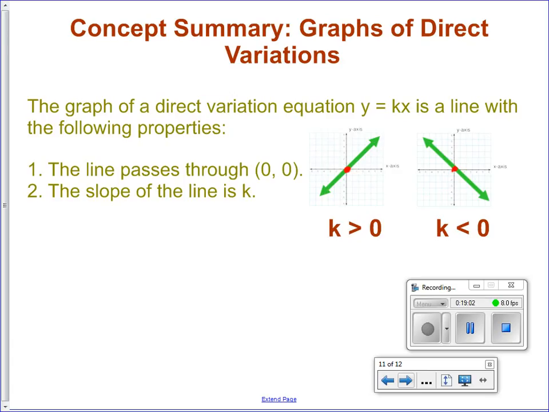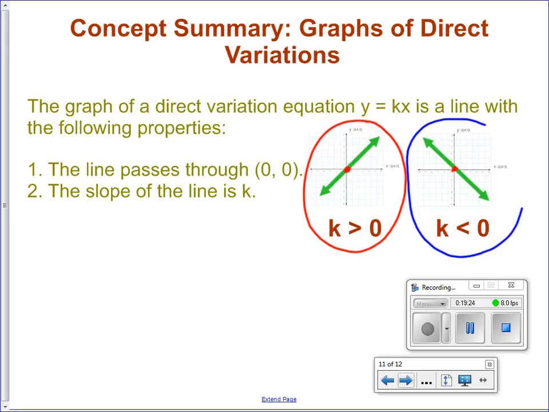When the constant k of variation is greater than 0, you see we have a line that is going upward from left to right. And of course, if k is greater than 0, the slope is positive. In the graph on the right, if k is less than 0, which means that the constant is a negative number, then we have a line that is going downward from left to right and has a negative slope.